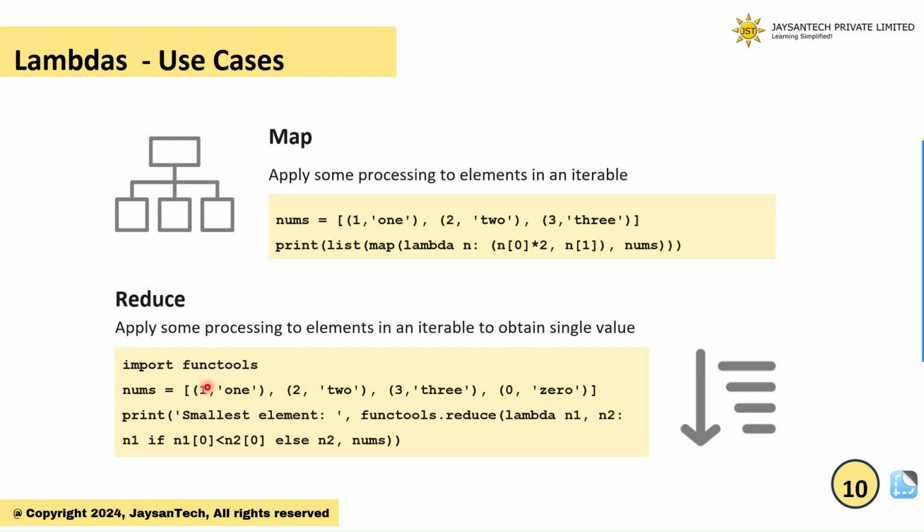So basically what will happen, this will be n1 and this will be n2. Now what this will do, it will compare n1 of 0, which is 1, with n2 of 0, which is 2. Now whichever is less, here we can see n1 is less. If n1 is less, then just return n1. Otherwise, I want to return n2. So what I'm basically trying to do is find the smaller of the two numbers in the first element of the two tuples and return that particular tuple. So this helps me find the smallest element in this list.